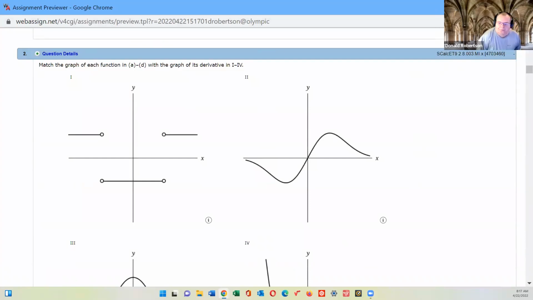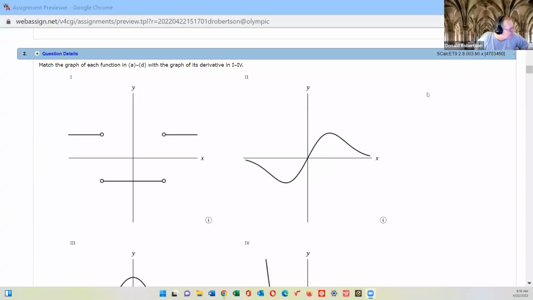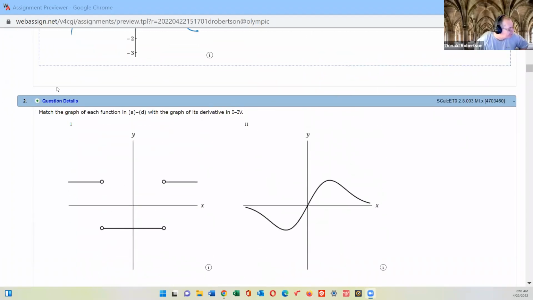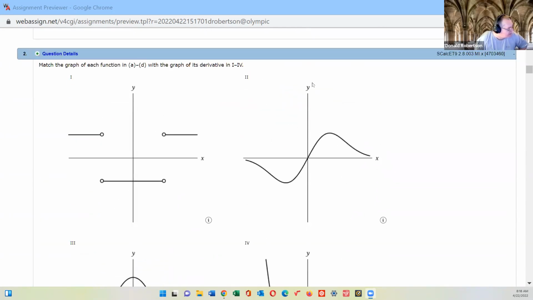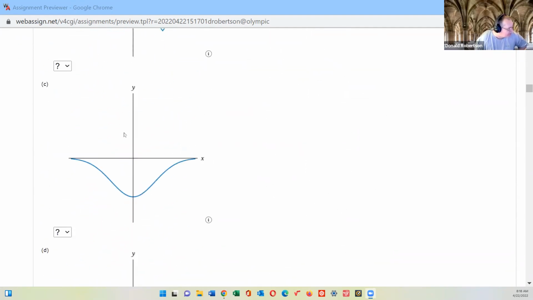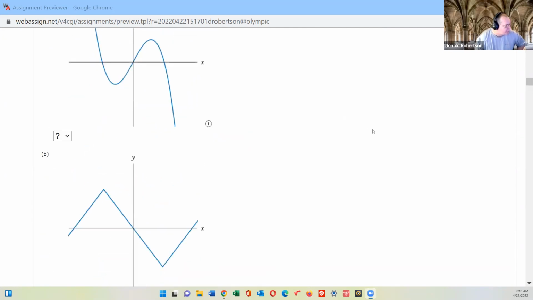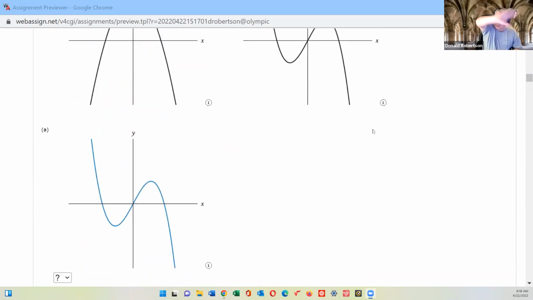Here we are. I don't like the way the homework question kind of shows you. So here we go, this is question 2. It says match the graph of each function a to d with the graph of its derivative 1 to 4. These 4 guys are the derivatives, and these 4 blue guys are the original functions. I think it would make much more sense to give you the original ones at the top and then the derivatives underneath. But yeah, we can live with that.